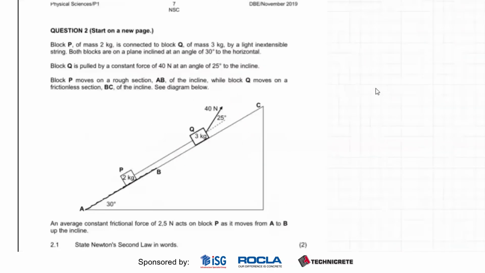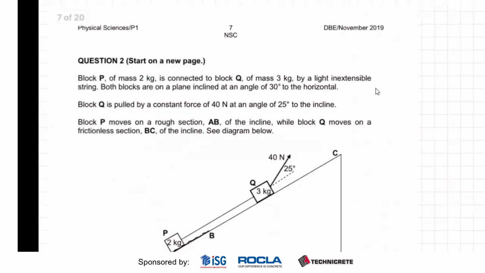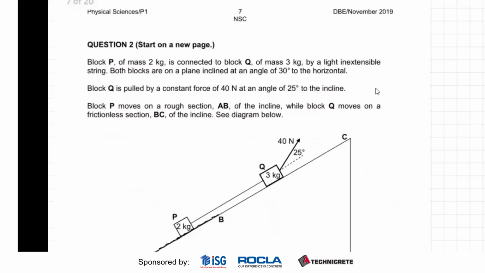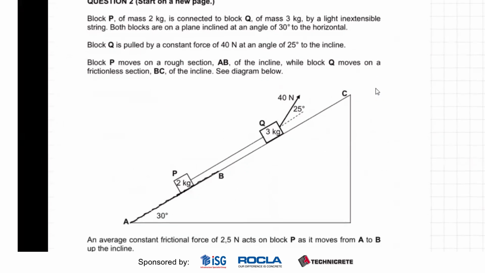Hello everyone. Okay, so today we're going to be doing the Physics Paper 1, 2019, and we are starting with question 2. The scenario in this question is that there are two blocks that are connected by a string and they are on a slope which is 30 degrees.